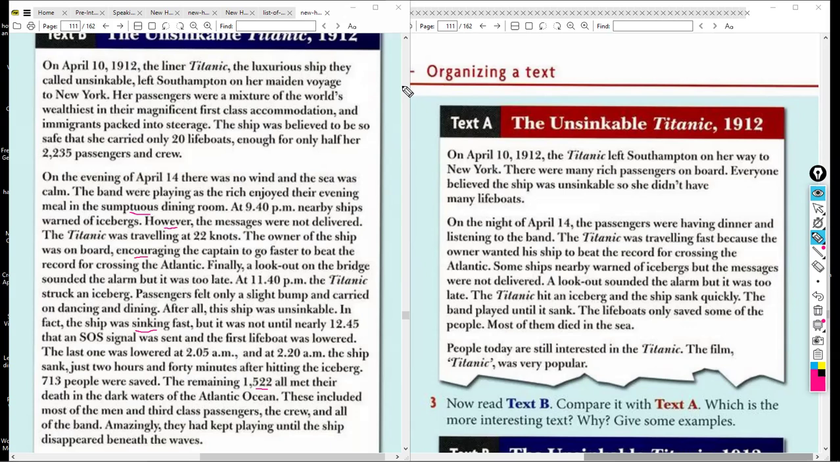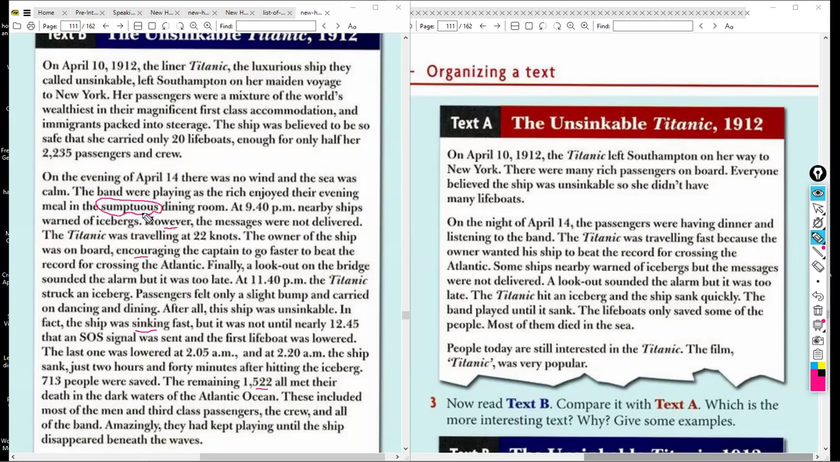These included most of the men and third-class passengers, the crew, and all of the bands. Amazingly, they had kept playing until the ship disappeared beneath the waves. Okay, thank you so much. Now we have to complete reading, but wait, how can I read this word?